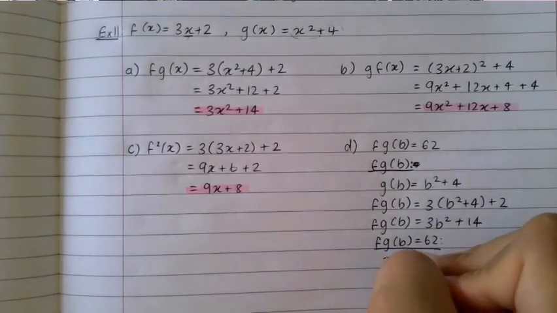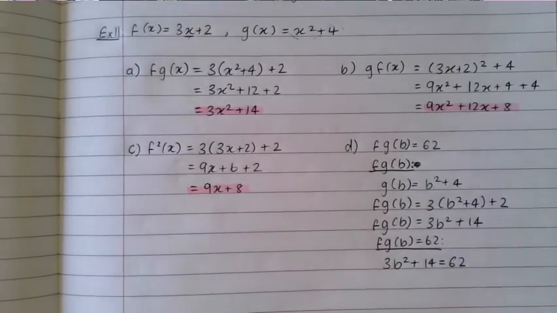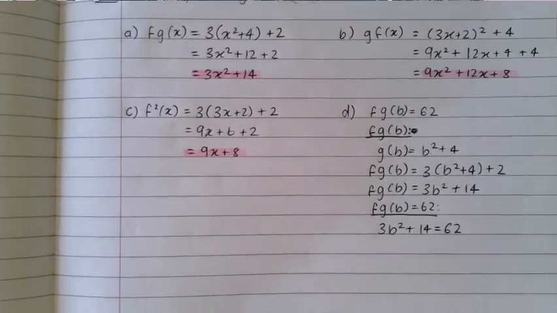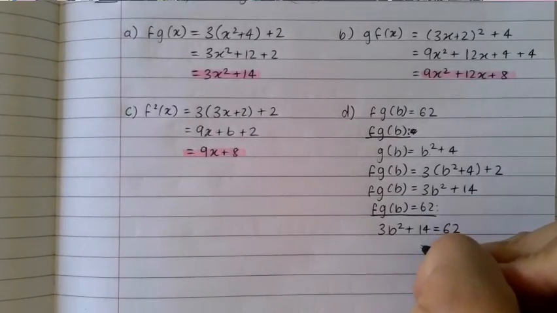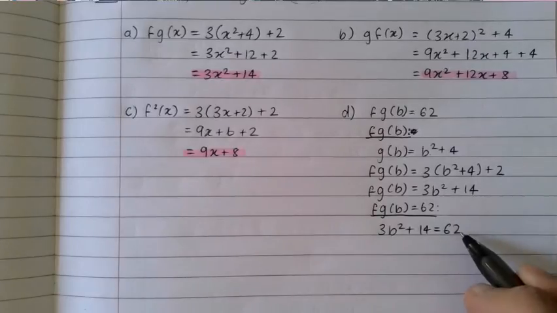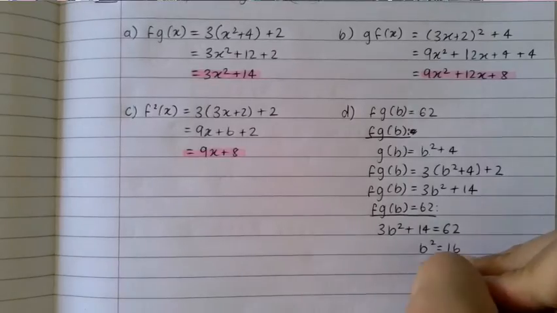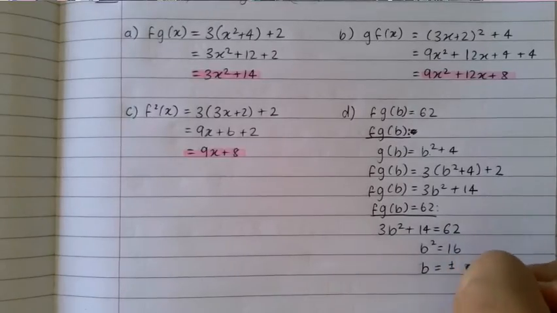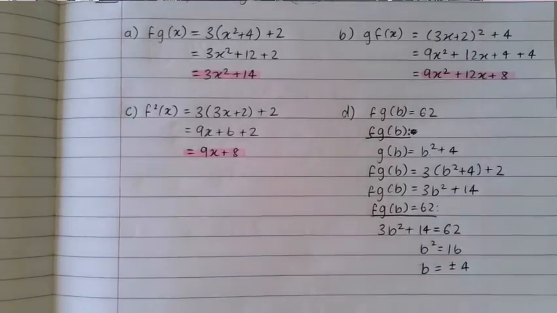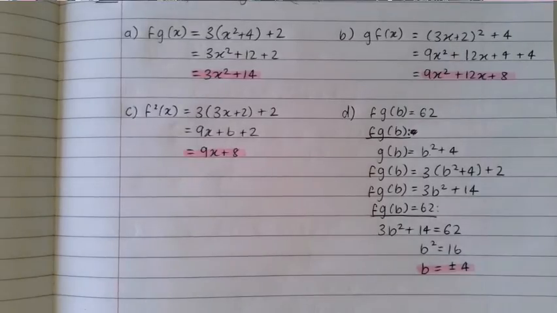So we have 3b squared plus 14, which is fg of b, make that equal to 62. And then it's just a case of solving from here. If we subtract 14 from both sides and divide by 3, we get b squared equals 16. So b will be plus or minus 4. So the values of b such that fg of b equals 62 are b equals plus or minus 4.